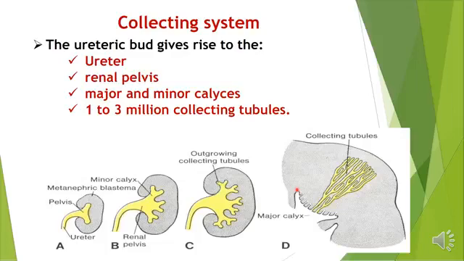The ureteric buds give rise to a ureter, renal pelvis, the major and the minor calyx, and 1 to 3 million collecting tubules.